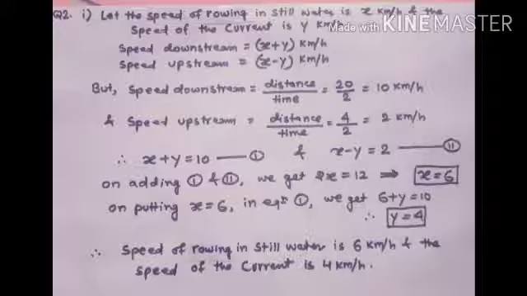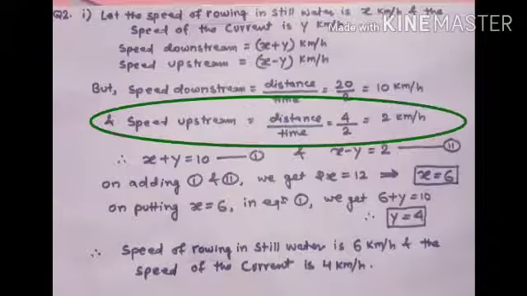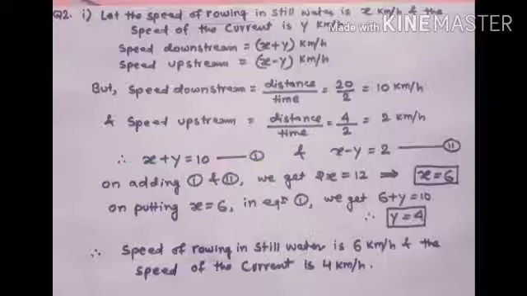Now we know that speed can be calculated as distance divided by time. So you can see on the screen that will be 20 divided by 2 equal to 10 km/h. And similarly, the speed of upstream will be equal to 2 km/h. So we have two equations. The first one is x plus y equal to 10 and x minus y equal to 2.